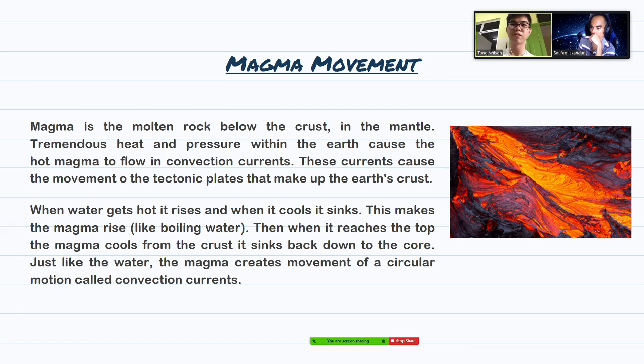Okay, magma movement. Magma is the molten rock below the crust in the mantle. Tremendous heat and pressure within the earth causes the hot magma to flow in convection currents. These currents cause the movement of the tectonic plates that make up the Earth's crust. When water gets hot, it rises, and when it cools, it sinks. This makes the magma rise, just like boiling water. When it reaches the top, the magma cools from the crust. It sinks back down to the core. Just like the water, the magma creates movement of a circular motion called convection currents.